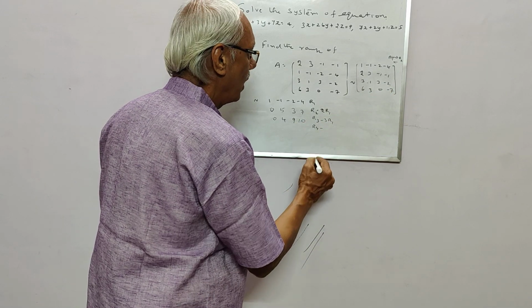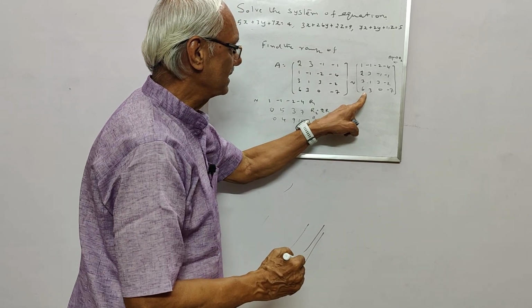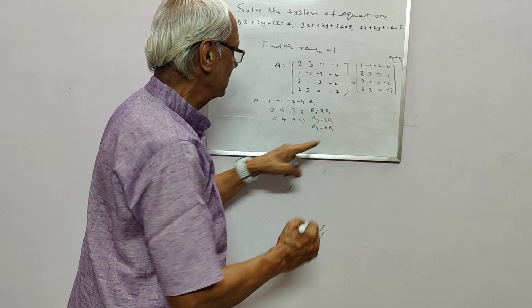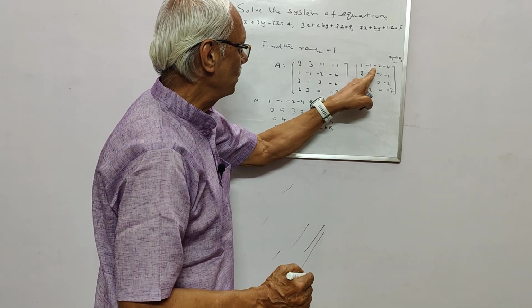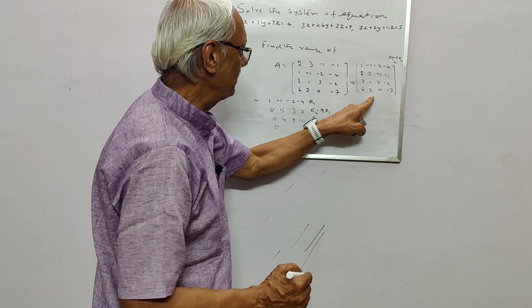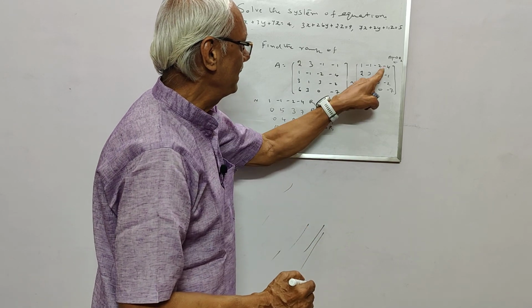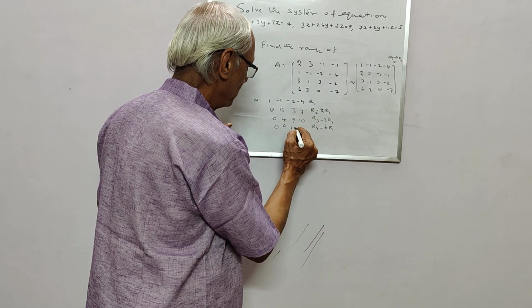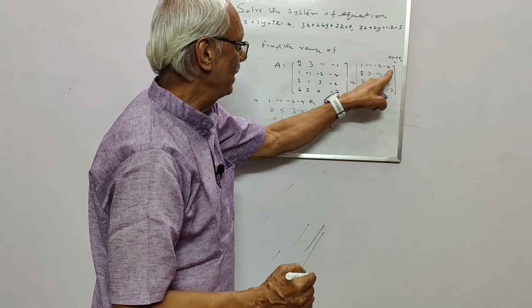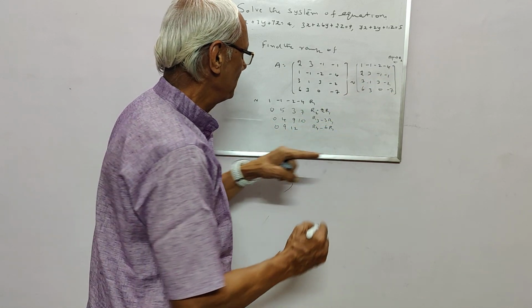Then R4 - 6R1. Get rid of this 6. So 6 into 1 is 6, 6 take away 6 is 0. Then 6 into -1 is -6; take away means 3 plus 6 is 9. Then 6 into -2 is -12, take away from this, it is 12. Then 6 into -4 is -24, take away is plus 24. So this will be 17.